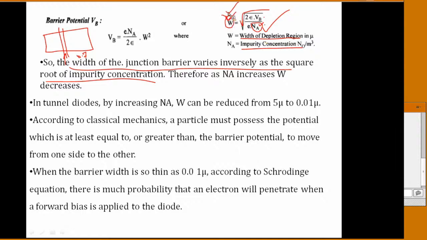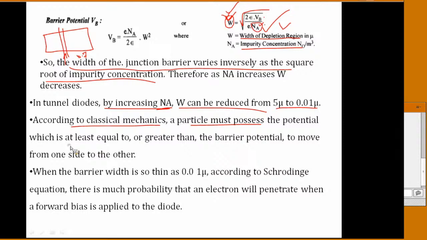Now this width is nothing but your W. For that purpose only I kept this relationship. Now in tunnel diodes, by increasing the impurity concentration Na, W can be reduced to 0.01 micron, about 100 angstrom. That is a very, very thin layer. It is separating the P region as well as the N region.